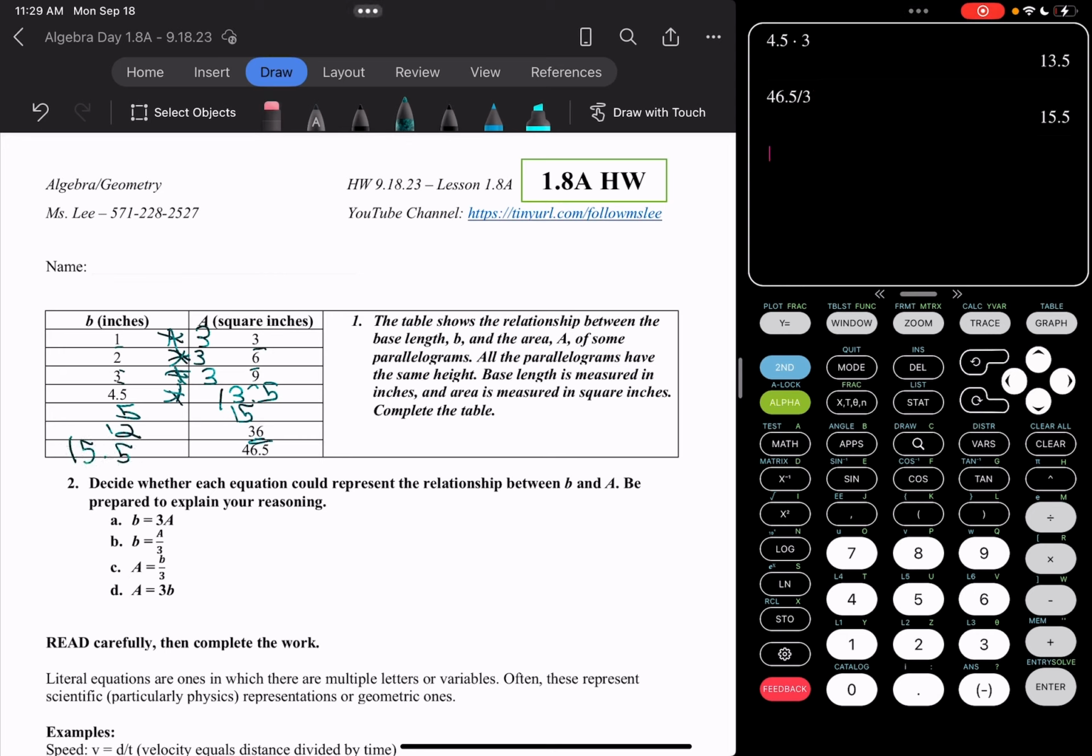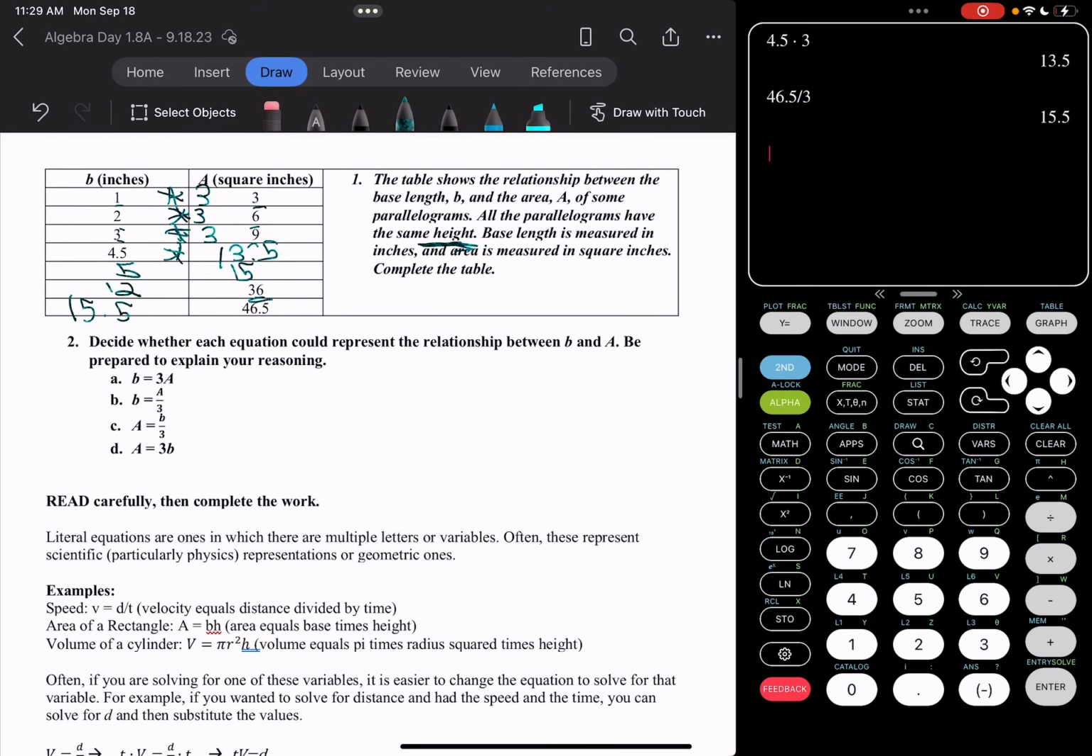Okay, so here it's wanting you to recognize that the pattern here is that we are multiplying by 3 to get the area. That means that the height, which it said is the same for all of them, is 3. Now it says decide whether each equation could represent the relationship between b and a.